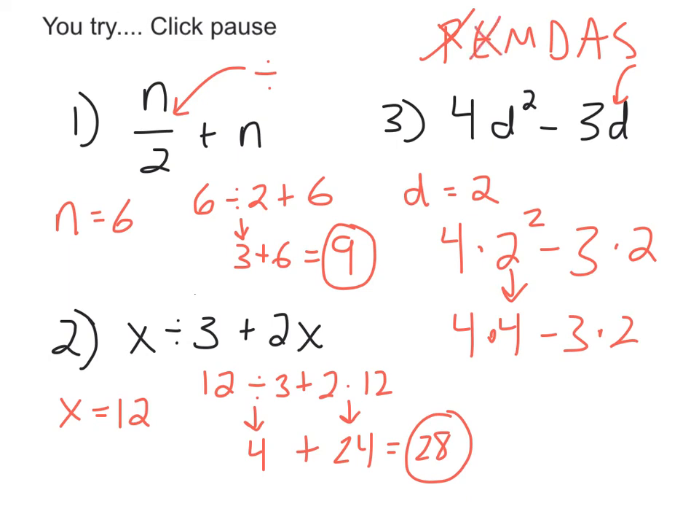Exponents are done. Multiply and divide, well, there are only multiplications. So I'm going to do both of those at the same time, and I would get 16 minus 6, which is 10. So for number 3, I got 10. Check your answers. How'd you do?